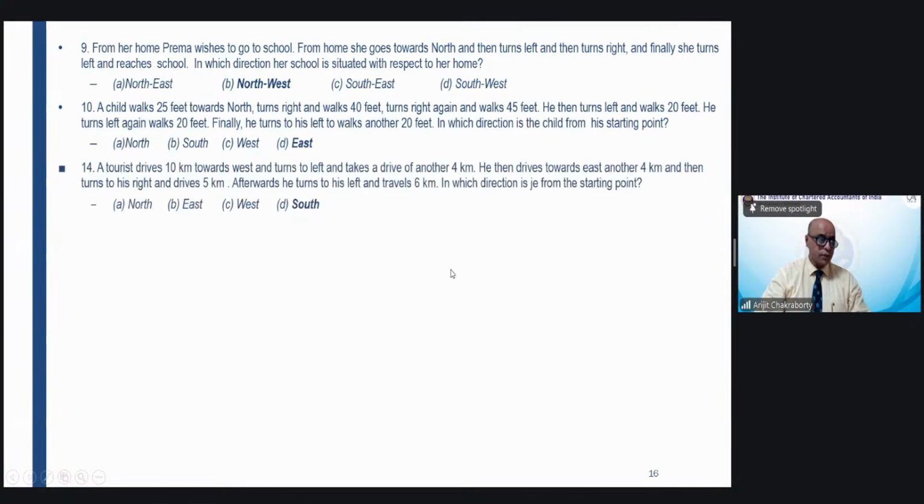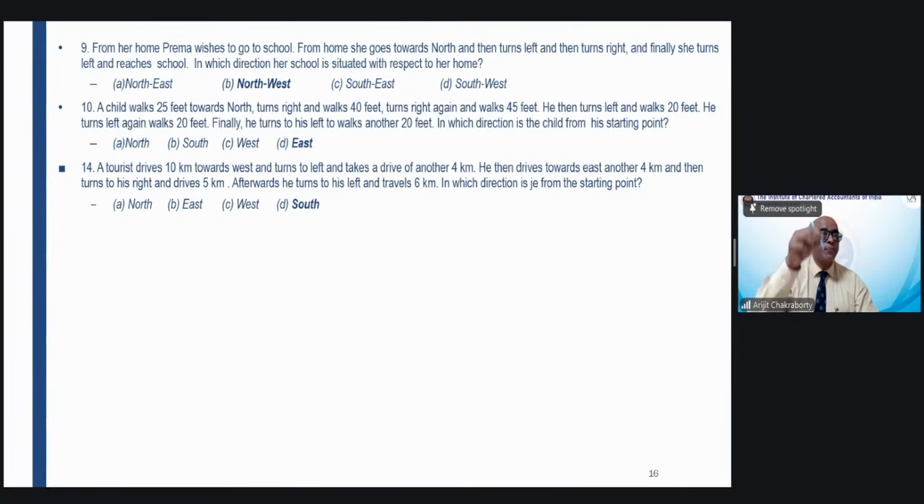Now we move to question number 14. I'm taking a fresh page. Question number 14, a tourist is driving 10 kilometers. Okay. A tourist is driving 10 kilometers west. West, meaning towards the left. Okay, west, 10 kilometers. And turns to the left. After west, left, that is south. And takes a drive of another 4 kilometers.